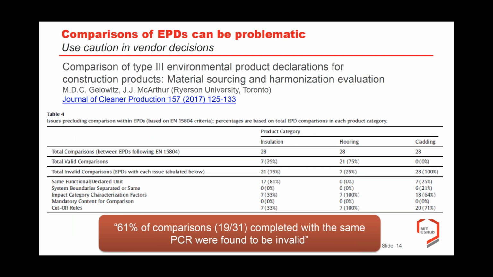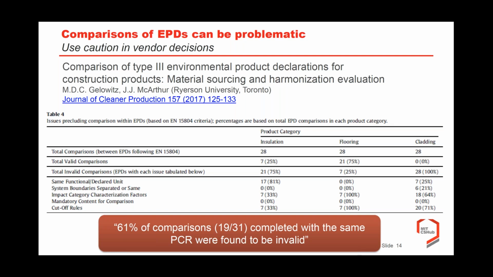There's been some interesting research that's been done on comparisons of EPDs. In particular, this study right here came out of a university in Toronto where they compared EPDs for construction products. They specifically looked at insulation, flooring, and cladding. And what they did is they did comparisons on a whole bunch of different characteristics of EPDs. But what's interesting is that within their comparisons, they found many different factors that would lead to what they called invalid comparisons, using that ISO standard for guidance.